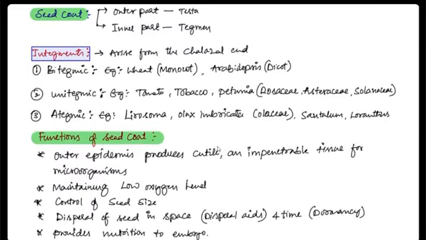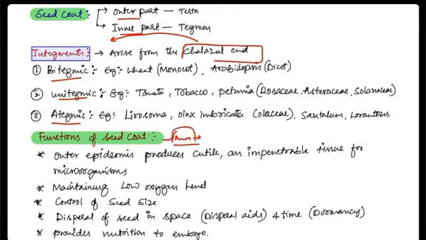Anything left? Seed coat. I think I also talked about the seed coat. Seed coat is mainly made up of testa and tegmen. Testa is the outer part, and tegmen is the inner part. We have integuments which arise from the chalazal end, and these integuments are divided into bitegmic, unitegmic, and ategmic based on their presence. If there are two integuments, it is bitegmic. If it is one, unitegmic, and if there are no integuments, then it is called ategmic. The functions of seed coats are very important for you.